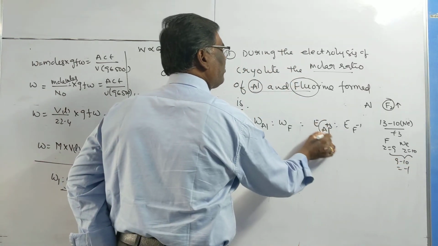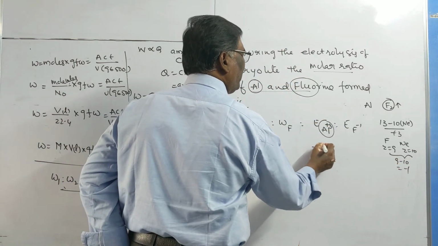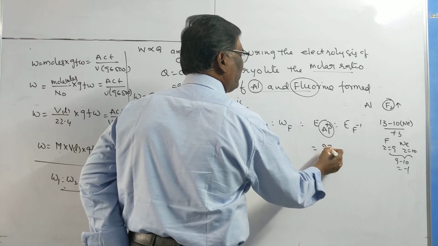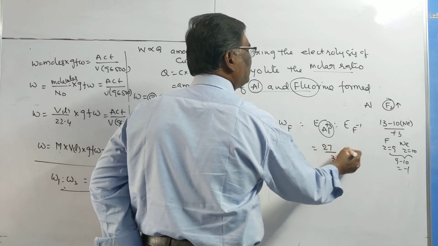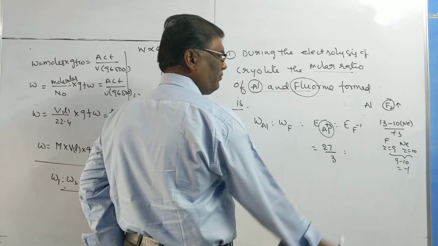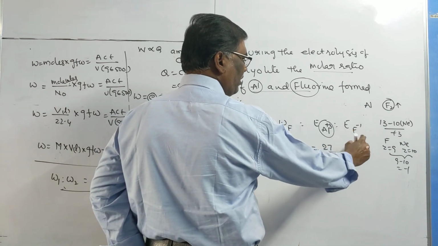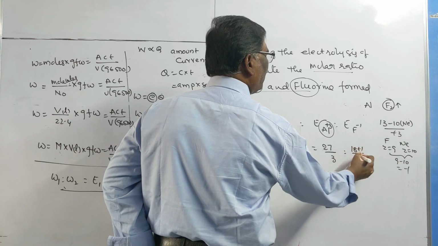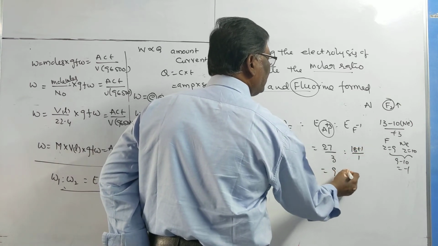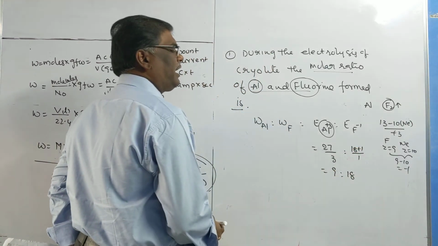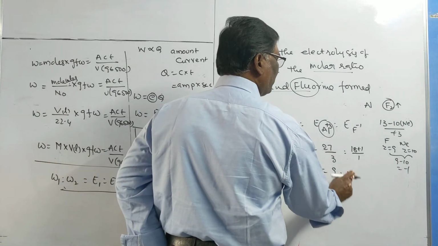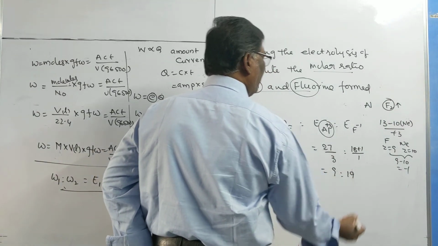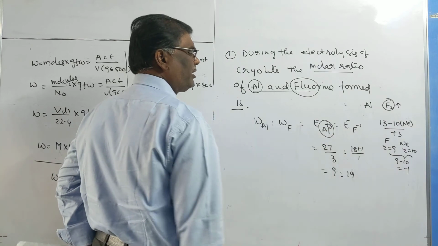Now what is the equivalent weight? Atomic weight of aluminum is 27 by 3, is to fluorine atomic weight. Fluorine atomic number is 9; for an odd number, make it double plus 1. So 18 plus 1 by 1, that means 19. So 9 is to 19 is the weight ratio of aluminum and fluorine.